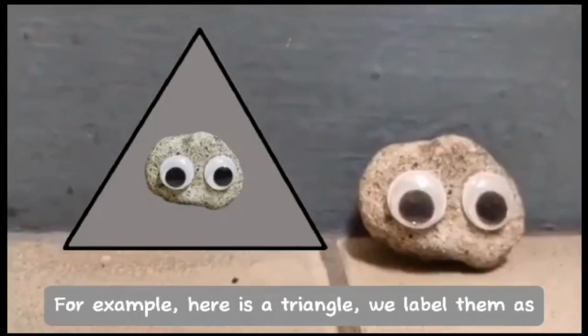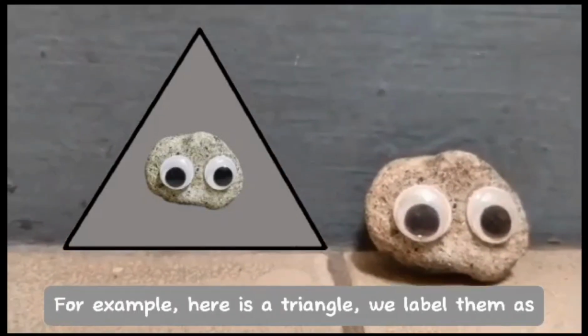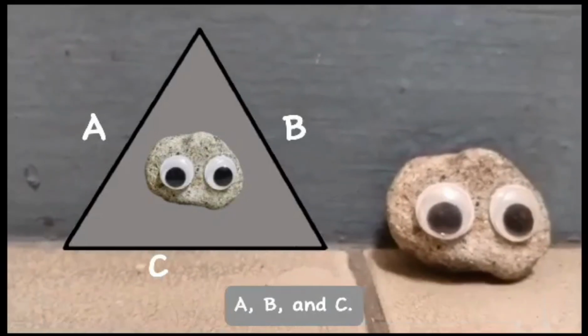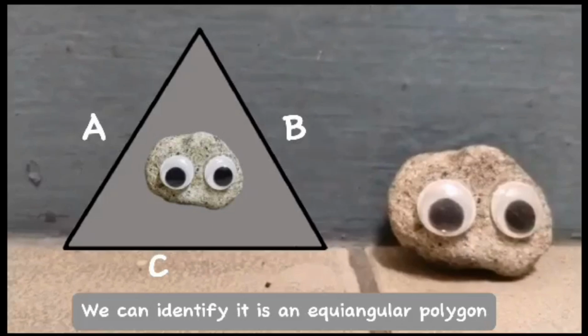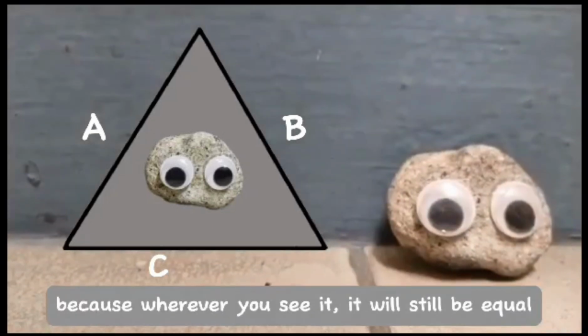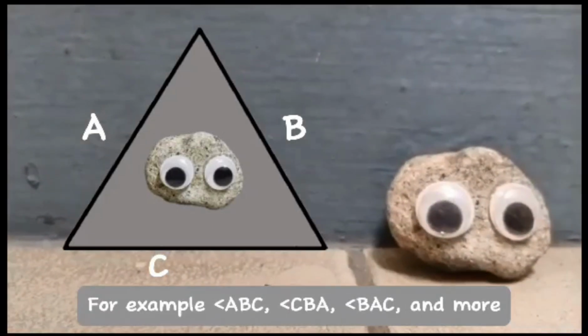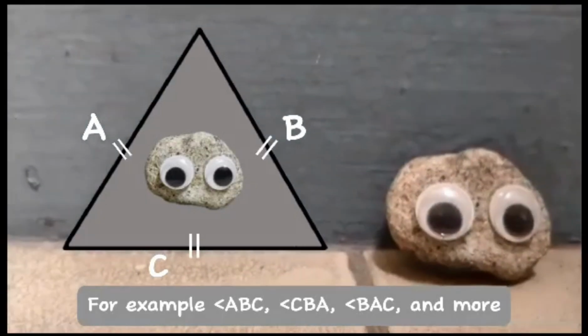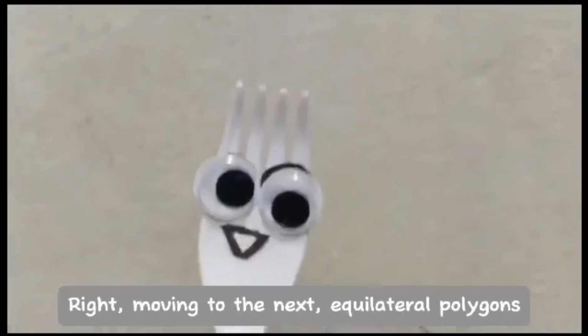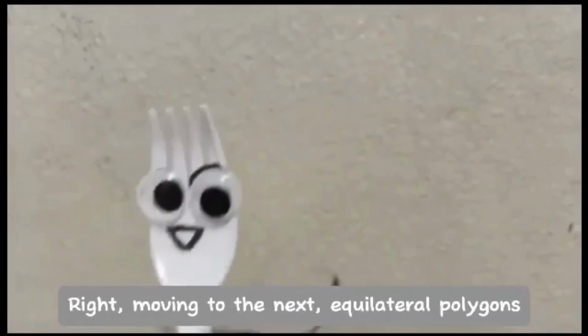For example, here is a triangle. We label them as A, B, and C. We can identify it as an equiangular polygon because whenever you see it, it will still be equal. For example, angle ABC, angle CBA, angle BAC, and more. Right. Moving to the next.